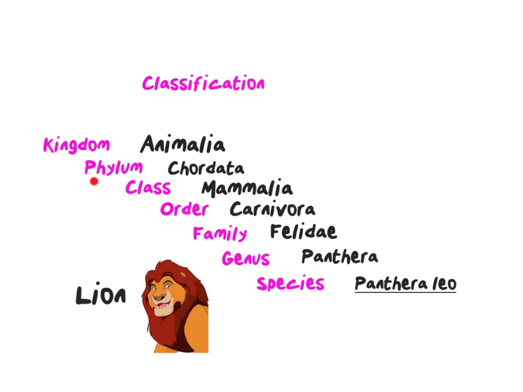As you move up towards the kingdom, the number of organisms within that group increases, but the similarities decrease, if that makes sense. I would also suggest that the key ones are the kingdom and the genus and species. So you don't get many questions on the groups between kingdom, genus and species.